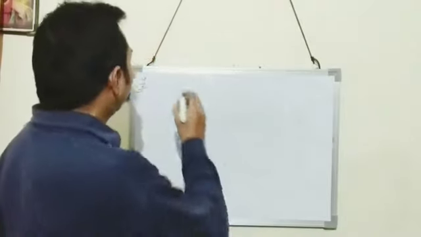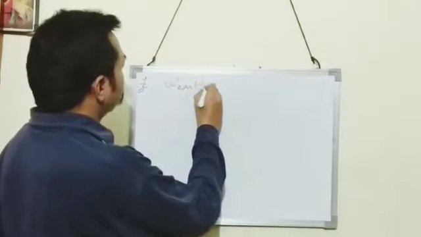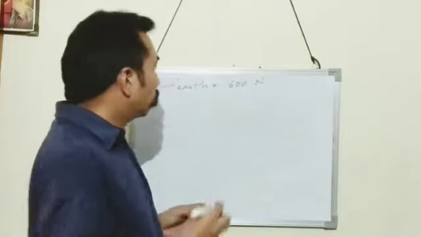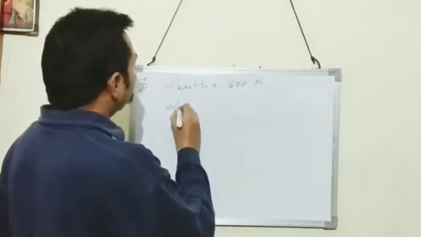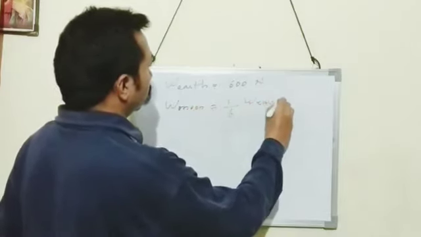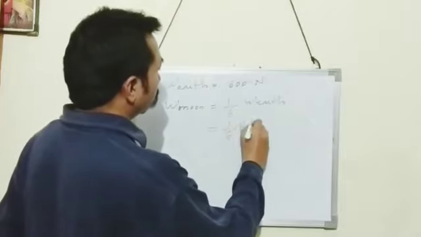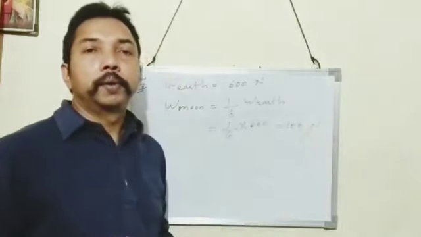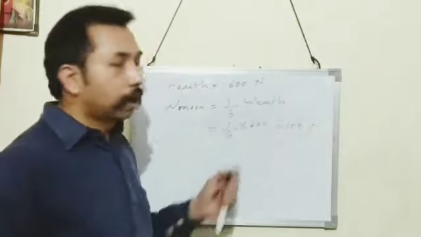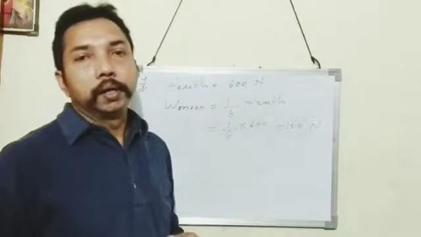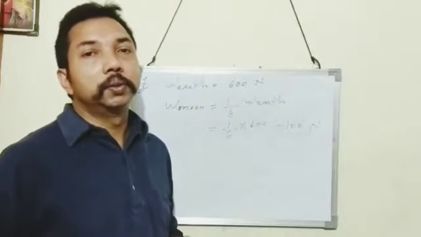Now question number 7. A man weighs 600 Newton on earth. So what would be his weight on moon? So weight on moon is 1/6 of the weight on earth. That is 1/6 into 600, which is equal to 100 Newton. So if a man weighs 600 Newton on earth, he will weigh 100 Newton on moon. The reason is that acceleration due to gravity of moon is 1/6 of the acceleration due to gravity of earth.